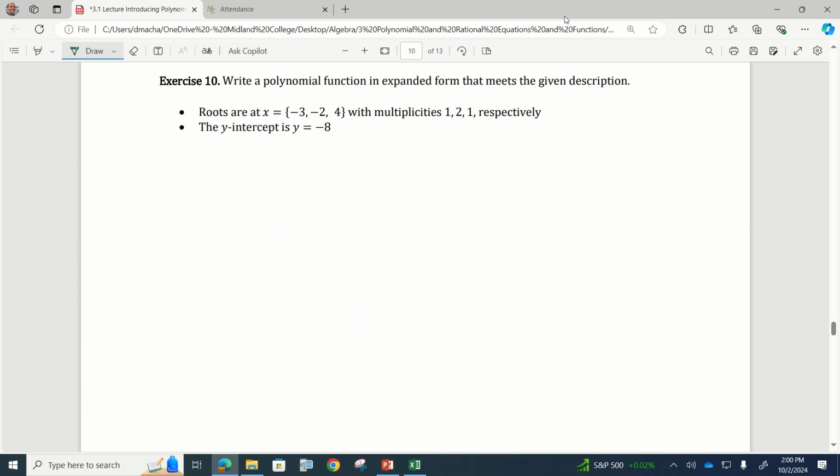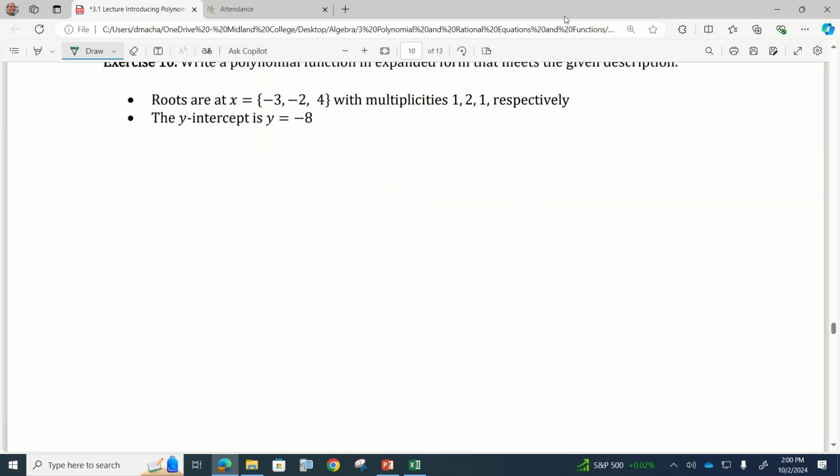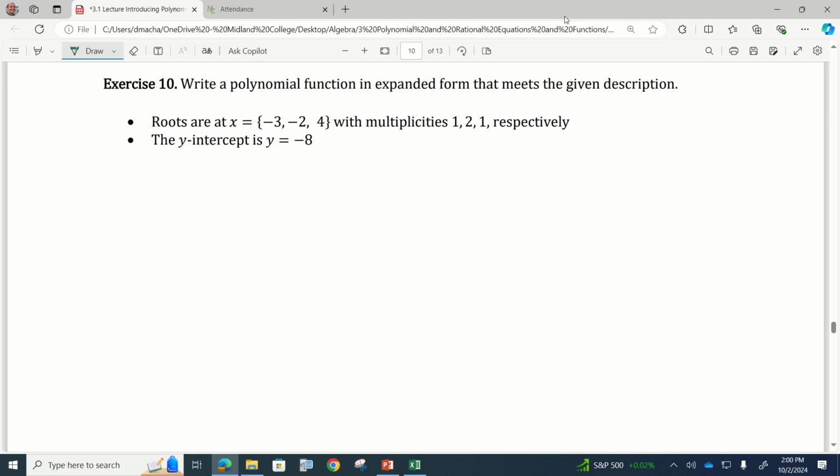So another question that's super, super similar, I'll point out the difference, says, write a polynomial function in expanded form that meets the given description. And it says the roots are at x equals negative 3, negative 2, positive 4 with multiplicities 1, 2, and 1. The y-intercept is at negative 8. This is all exactly the same, except I'm trying to write this in expanded form.